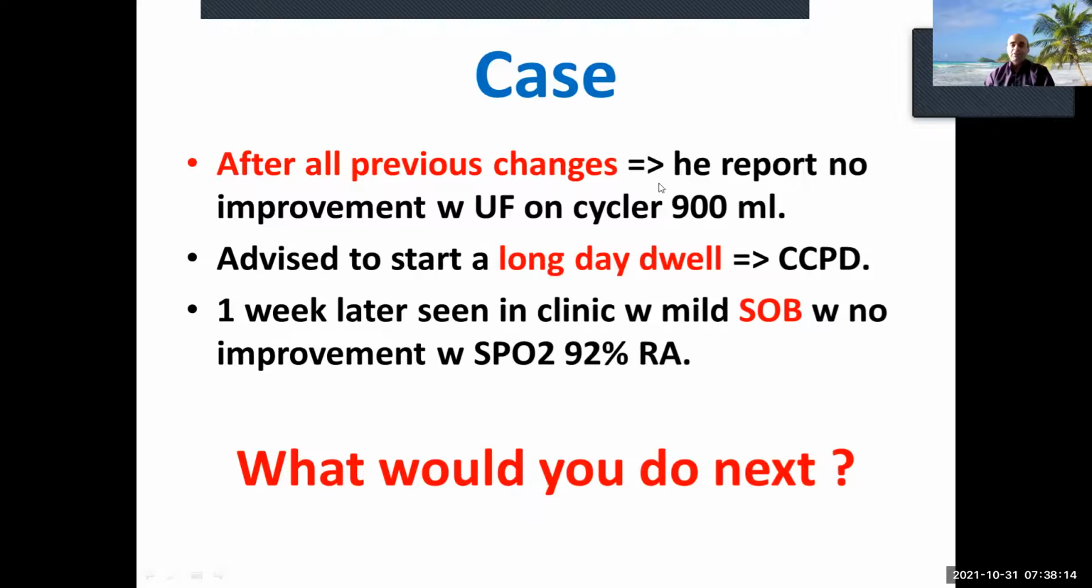After all the previous changes in PD fluid regimen and Lasix, he reported no improvement, with UF on the cycle around 900 ml per day. It's good, but the patient is still complaining of shortness of breath. What is the problem now? We have good ultrafiltration, we already added Lasix, and we increased the concentration. You should think of other differential diagnoses. Don't put in your mind that this is just volume overload.